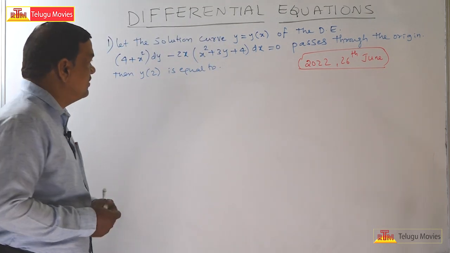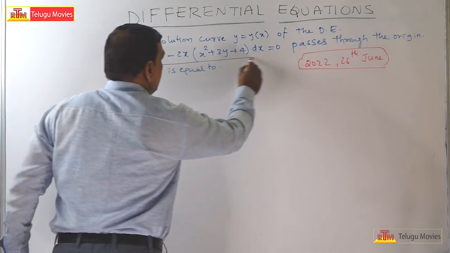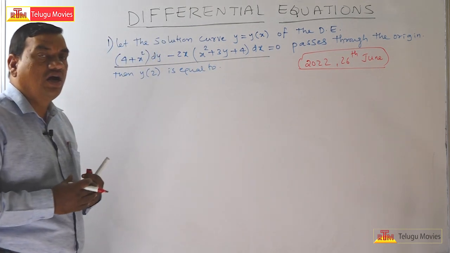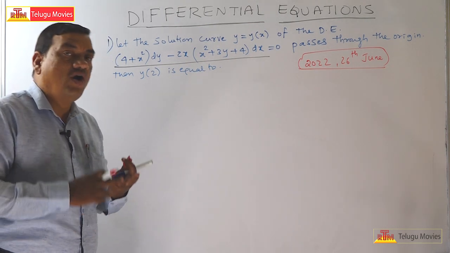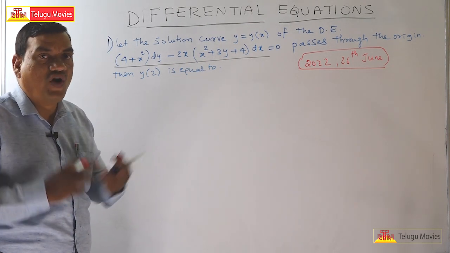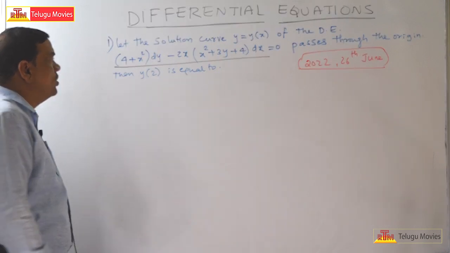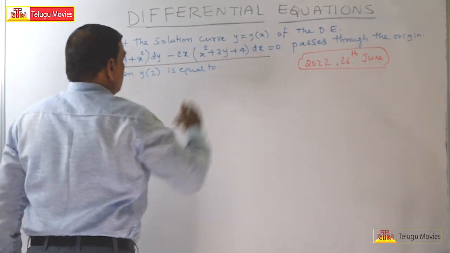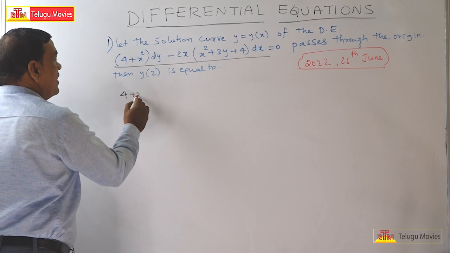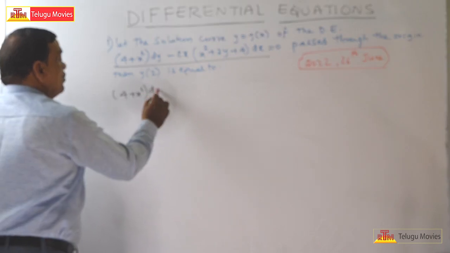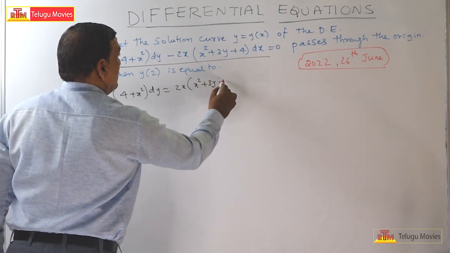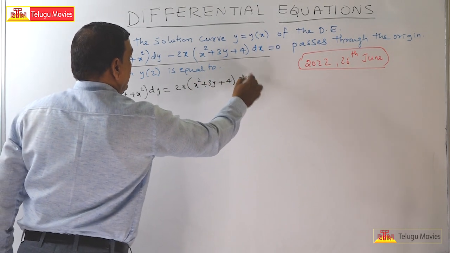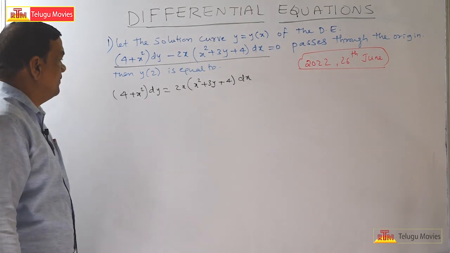So here it is given, this is the differential equation. Now we have to get it in either variable separable form, or homogeneous form, or linear differential equation form. Let us see that. Then what we will do? First I will take minus 2x to that side. So this is equal to (4 plus x square) dy is equal to 2x into (x square plus 3y plus 4) dx.